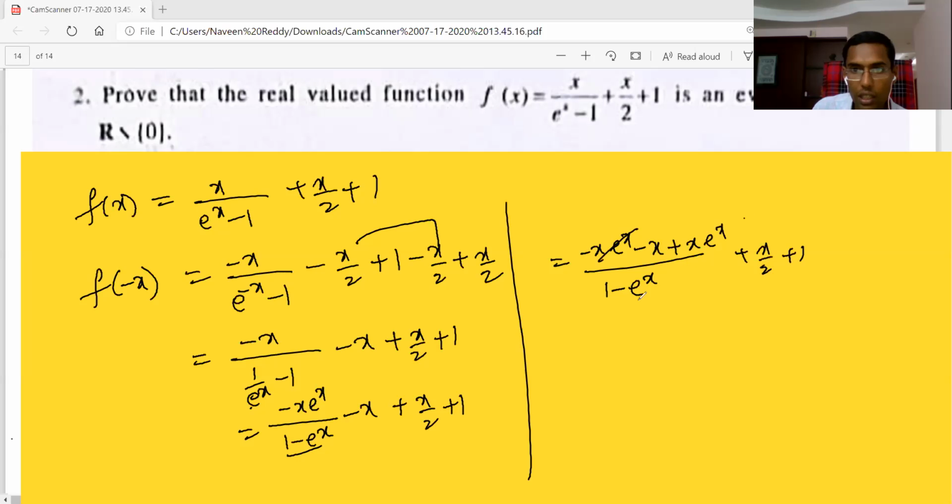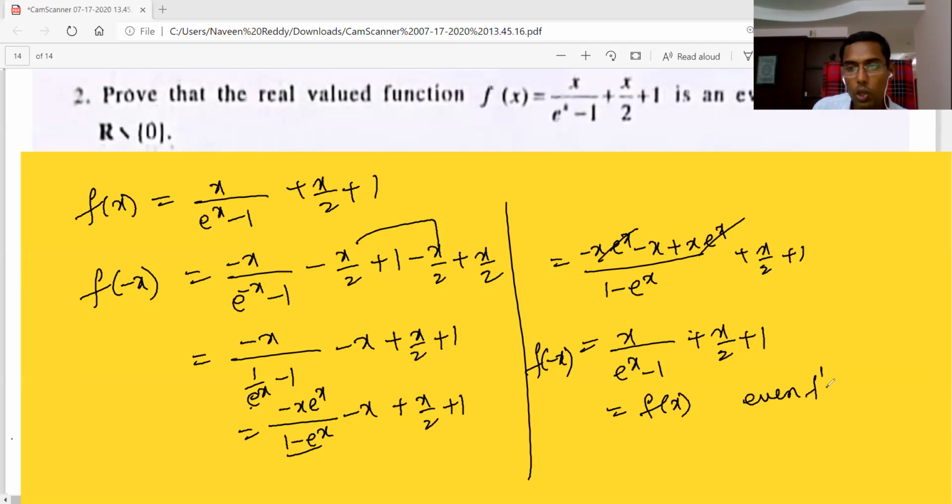So this got cancelled, and this minus goes down, so we get x by e power x minus 1 plus x by 2 plus 1. So that is f of minus x I got as f of x only. So this is therefore an even function. So one small logic is there that you have to understand.